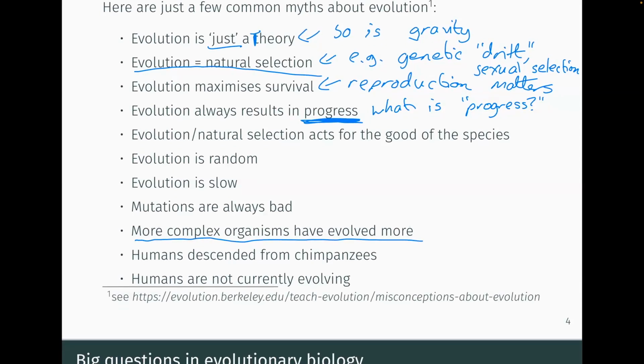Evolution or natural selection always acts for the good of the species. This is a very common one. Good of the species, good of the population. This is definitely not true. Typically acts at the level of individuals and genes.